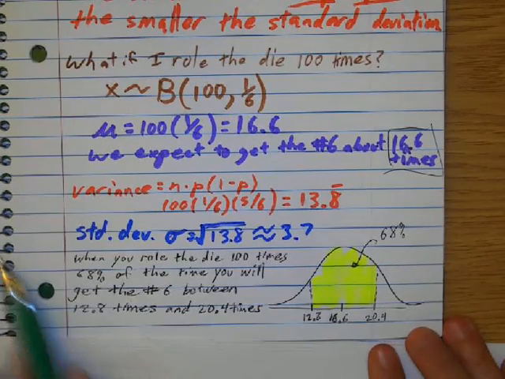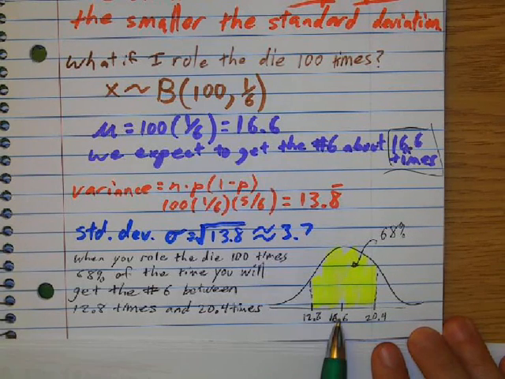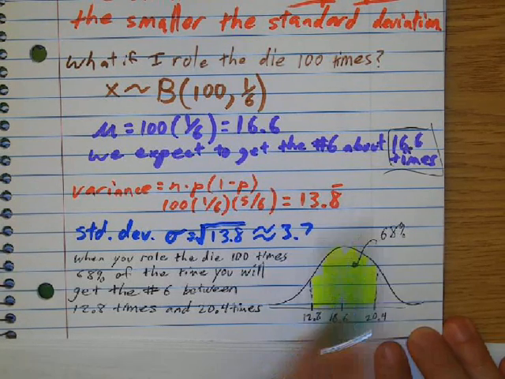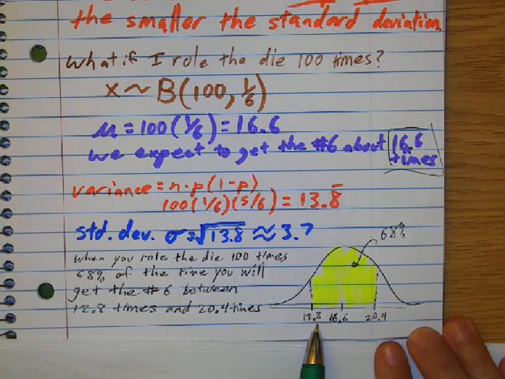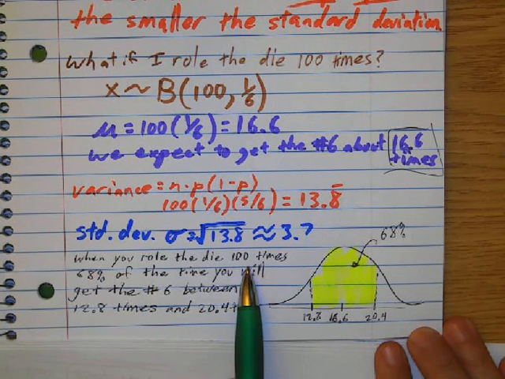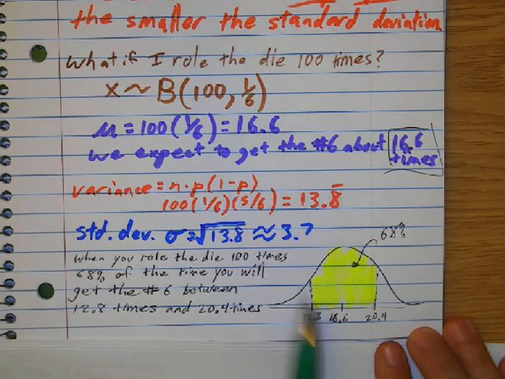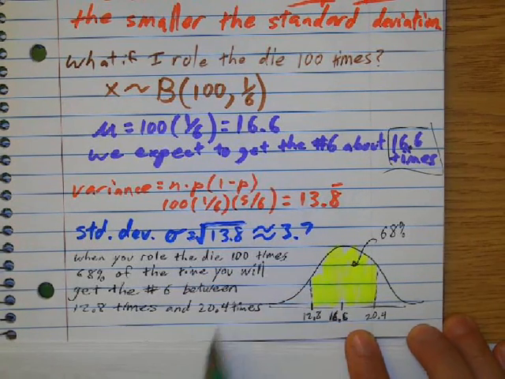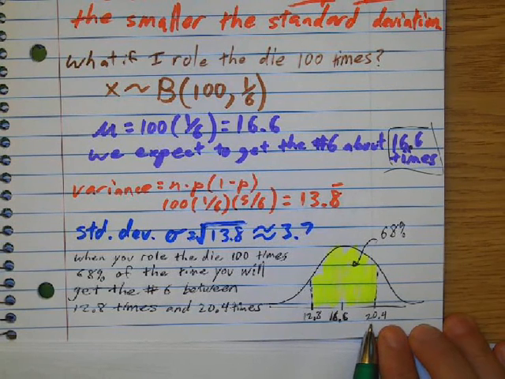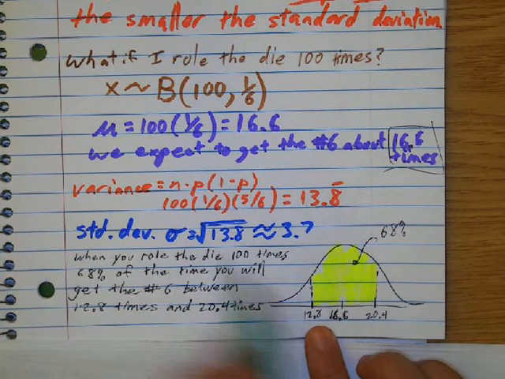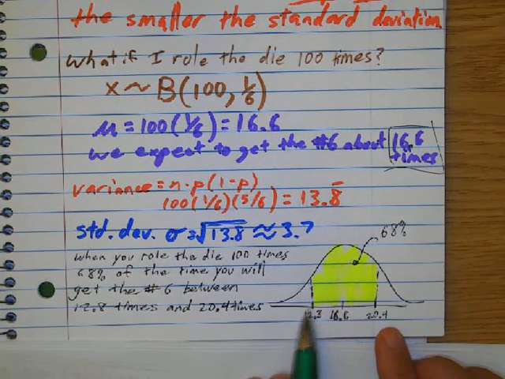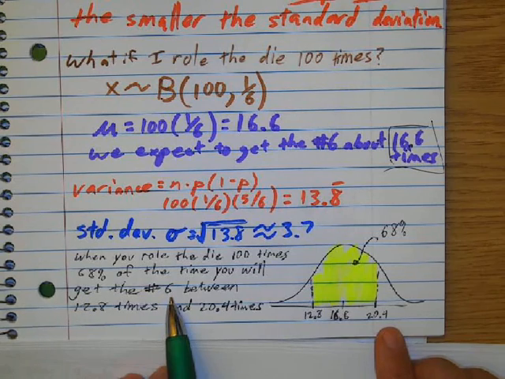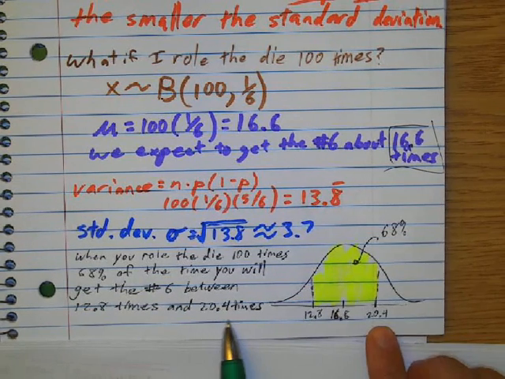So if I look at the curve, in order to get 68% of the time, I add 3.7 to 16.6 and we get 20.4. I subtract 3.7 from 16.6 and I get 12.8. So that means if I roll the die 100 times, we expect that we're going to get the number 6 16.6 times. But if I go one standard deviation higher, we would roll the number 6 20.4 times. If I go one standard deviation lower, I expect to roll the number 6 12.8 times. So 68% of the time, I'm going to roll a number 6 between 12.8 times and 20.4 times.